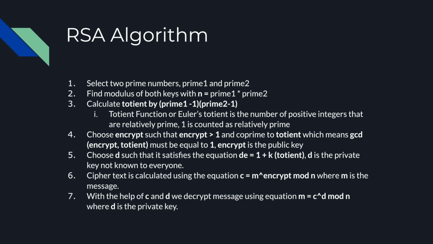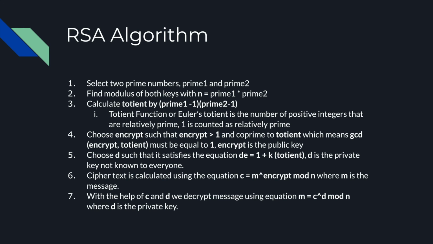And then the next one, you choose encrypt such that encrypt is greater than 1 and coprime to totient, which means the GCD of encrypt and totient must be equal to 1. Encrypt is the public key. Then you choose D such that it satisfies the equation DE equals 1 plus K times totient, where D is the private key, not known to everyone.